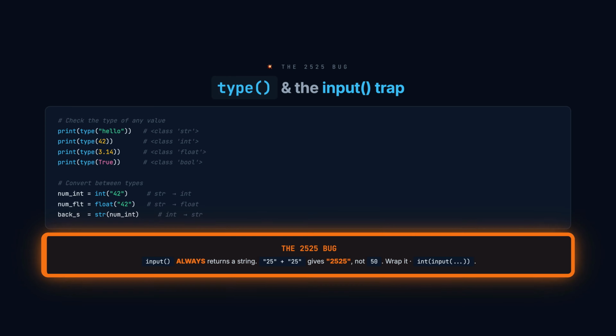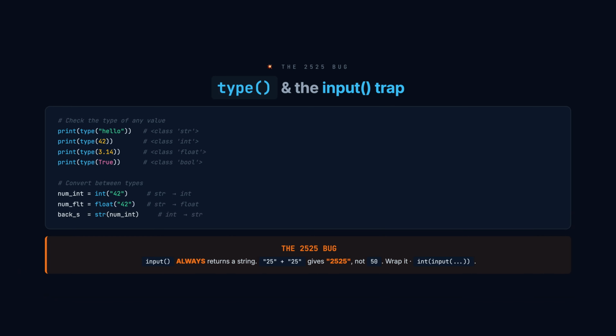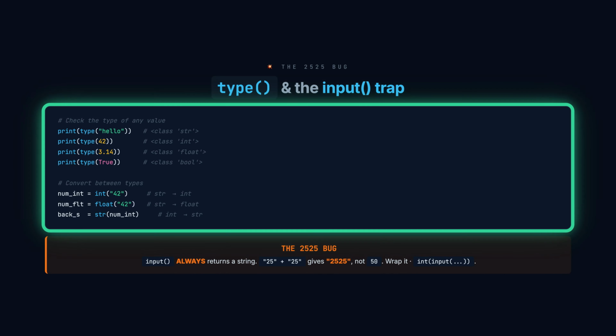The fix is one function call. Wrap the input call in int. a = int(input("Enter a number")). Now a is a real integer. Now plus means addition. Now 25 plus 25 is 50. You will write this pattern 100 times in this course.